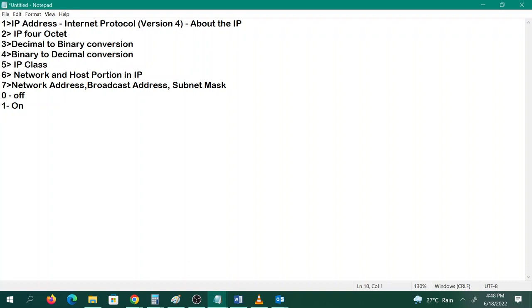And these 4 octets of the IP we call W, X, Y and Z. So W will be 1 octet, meaning 8 bits. If a bit is 0, we call it an off bit, and if a bit is 1, it is called an on bit. So 1 octet, W, will contain 8 bits.